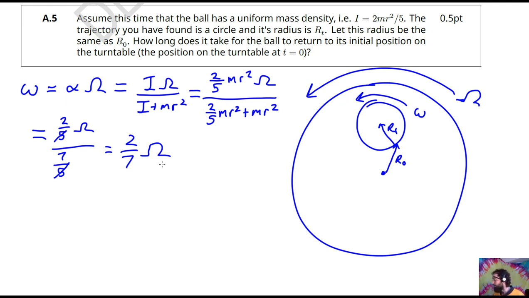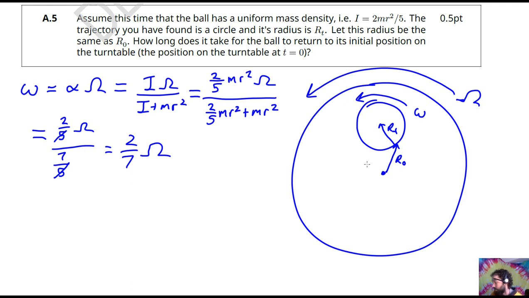So what that means is for every 7 rotations that the turntable does, the ball should do 2 rotations. If we do 7 rotations of the big table, we'll know that the ball has done 2 small rotations of its cycle. That guarantees that it will be back at the same position in the lab frame, but also exactly the same position on the turntable, because they've both returned to their initial positions.